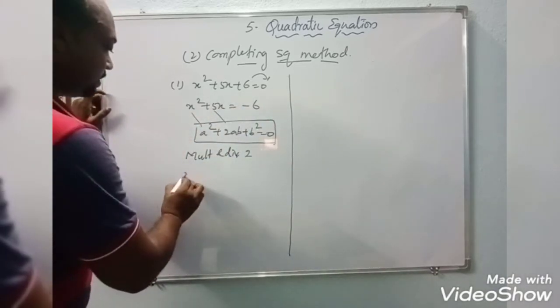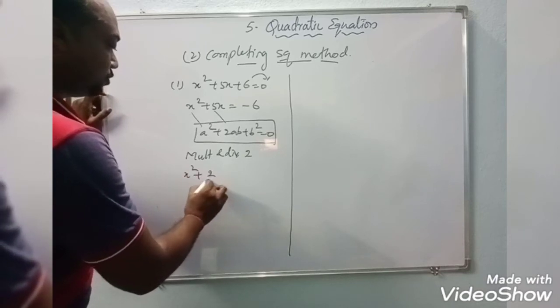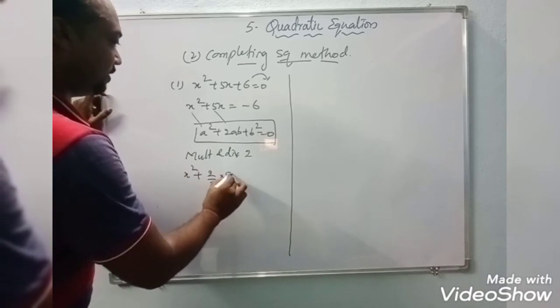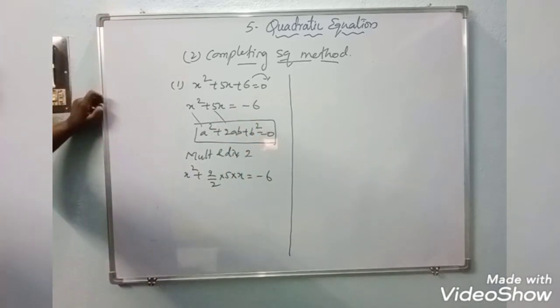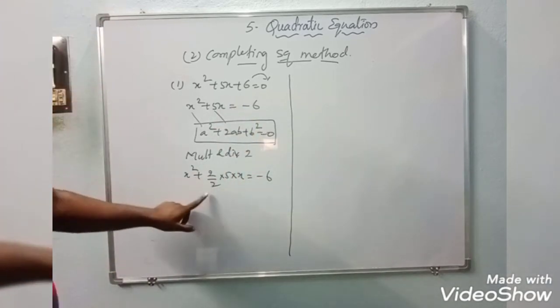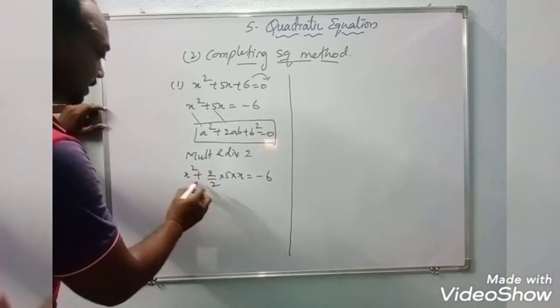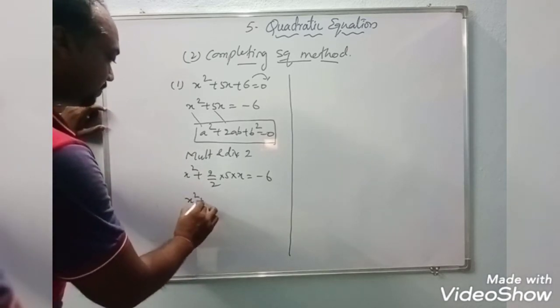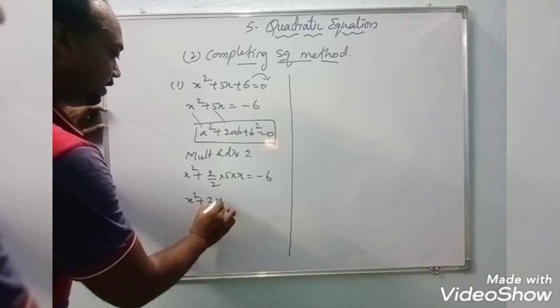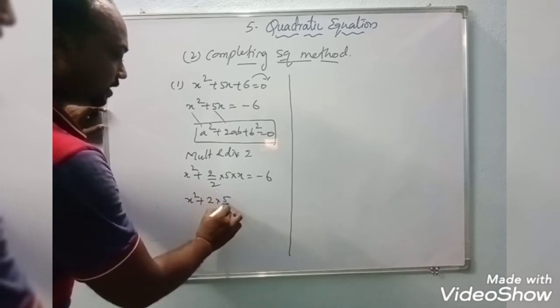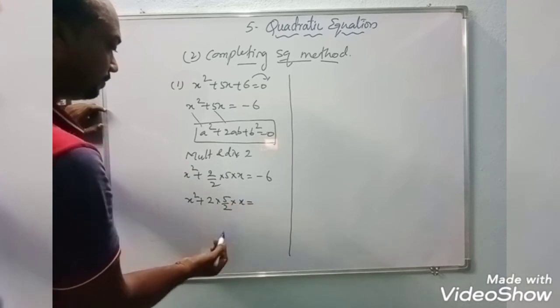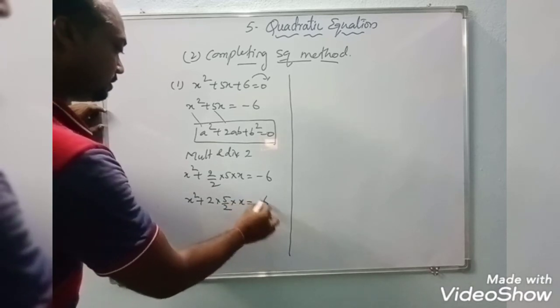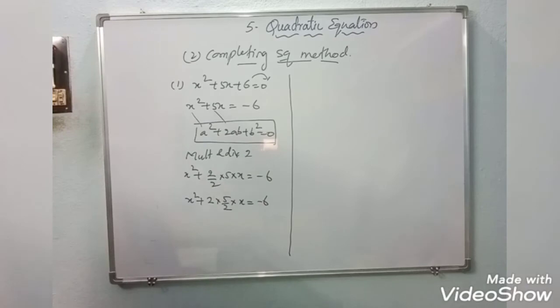So I can write this one as x² + (2/2)·5·x = -6. I am just multiplying by 2. Now if I multiply by 2, I can write this as x² + 2 into 5/2 into x = -6. Now you see what my b value is.